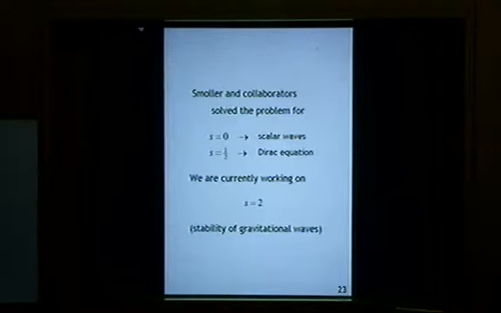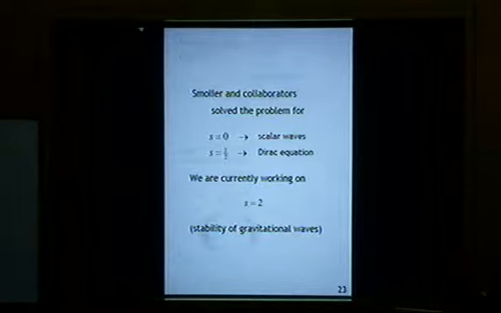Okay, so my collaborators and I solved the problem for s equals 0 scalar waves and s equal to a half for the Dirac equation. And we're currently working on the s equal to 2 case. That's the stability of gravitational waves. That's orders of magnitude harder than s equals 0 and s equals 1/2. It looks like they should be the same, but they're not. Okay, so that's the current state of that.